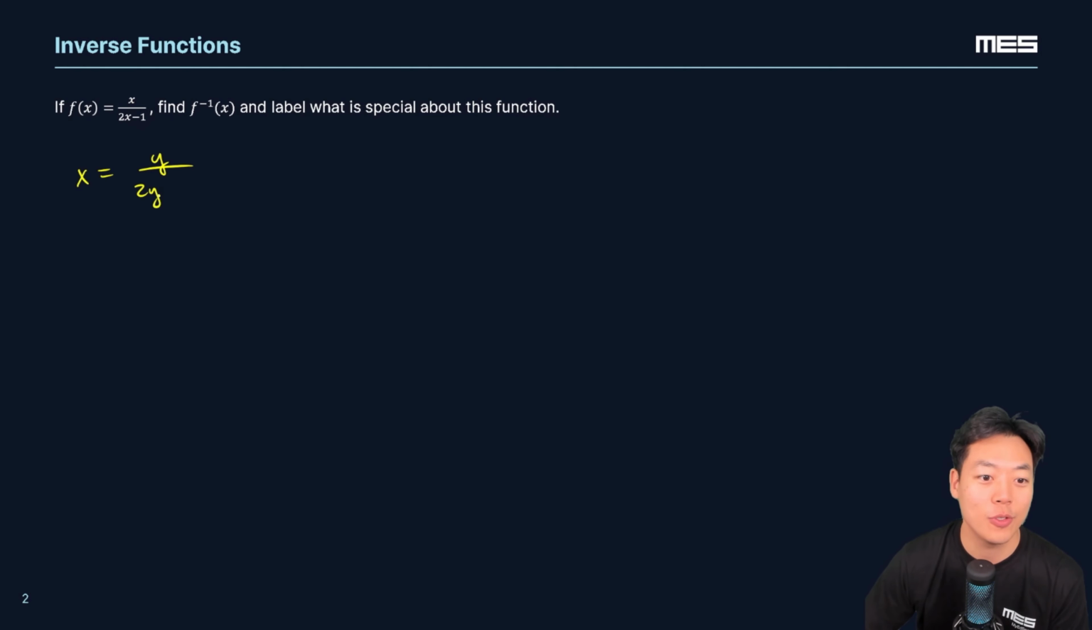If you notice, something really cool happened here. My inverse function is the same as the original function we started with. That is what we call an involution, because it is already symmetrical about the line y equals x. So something really cool here with inverse functions.